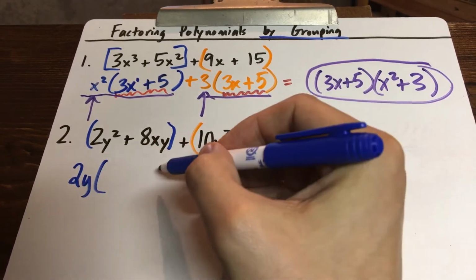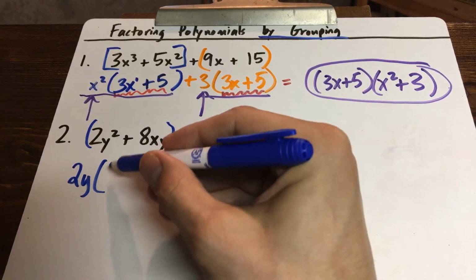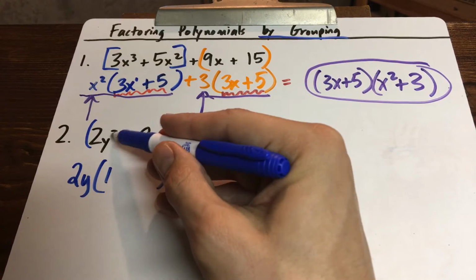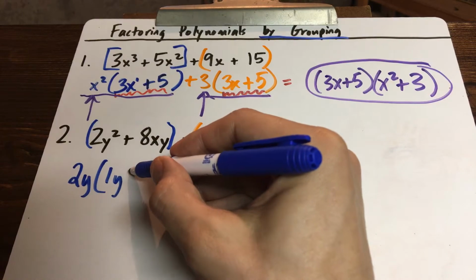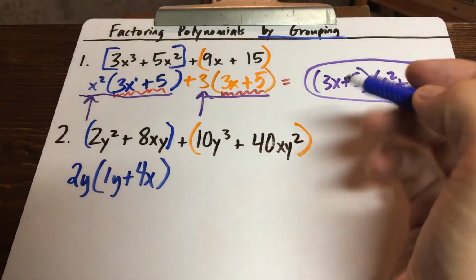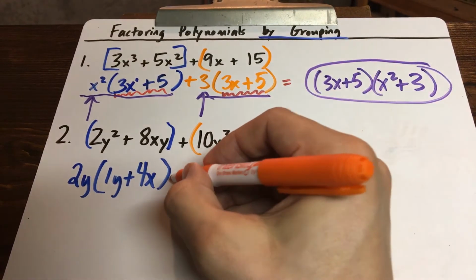So if I divide them by 2 and I take away a y, what was going to be left? 2 divided by 2 is 1. And then if I take away the y from y squared, it's just going to be y to the first. Here, 8 divided by 2 is 4. If I take away the y, all I have left is the x. Okay, I factored the first group, and I'm going to factor the second group.